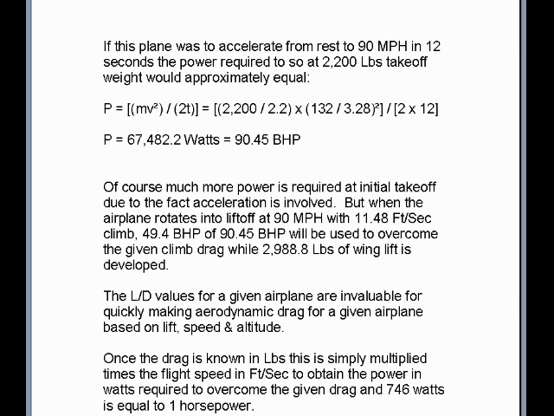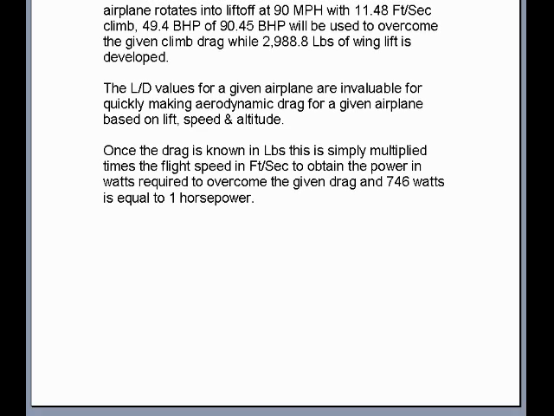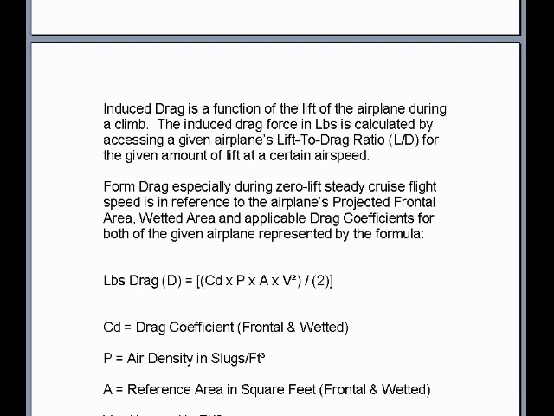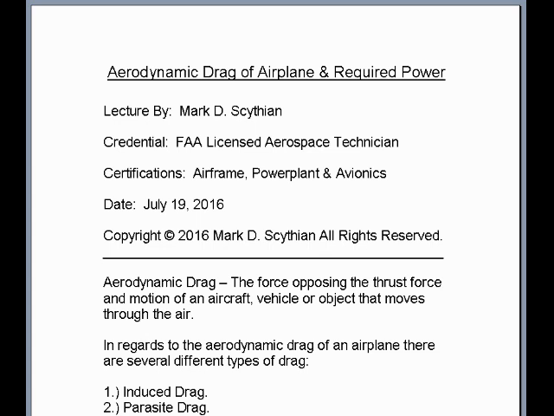The L over D values for a given airplane are invaluable for quickly making aerodynamic drag calculations for a given airplane based off lift, speed, and altitude. Once the drag is known in pounds, this is simply multiplied times the flight speed in feet per second to obtain the power in watts required to overcome the given drag, and of course 746 watts is equal to 1 horsepower. So always look for the L over D values for the given airplane flight parameter setting, and then establishing the aerodynamic drag and the power required to overcome it becomes a much easier task.